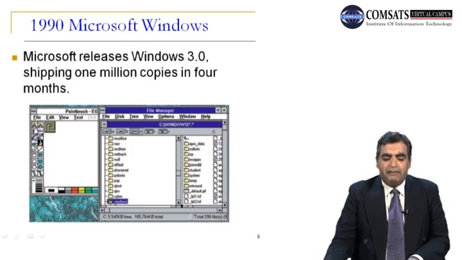Like in 1990, Microsoft releases the Windows 3.0 operating system, and 1 million copies of this software were sold in 4 months. Now you can see that the demand for software is also increasing. Windows basically runs on 486 machines and 386 machines, so that gives Microsoft Windows the power to surpass and excel in the market.